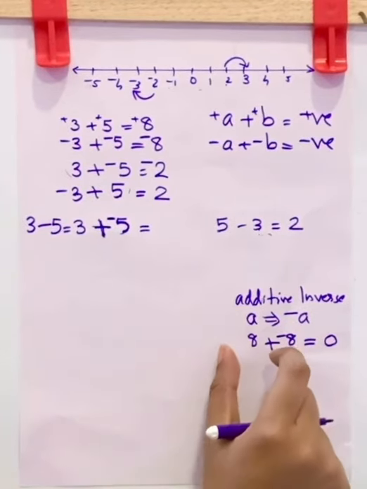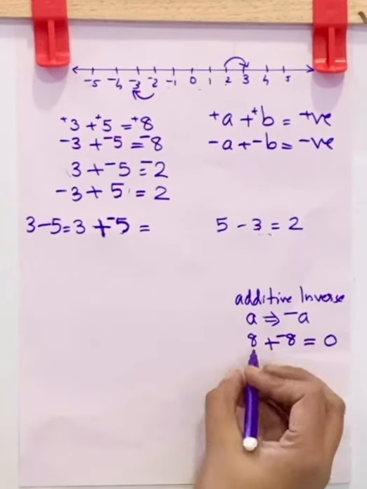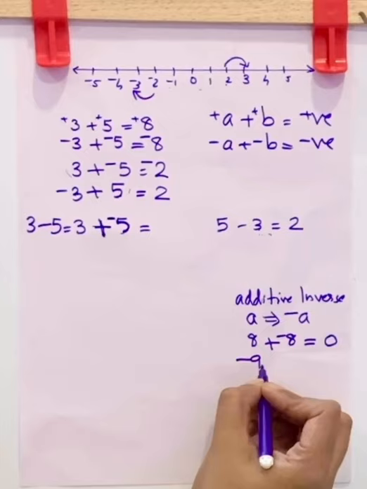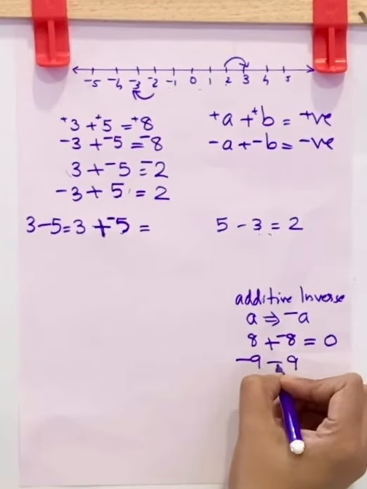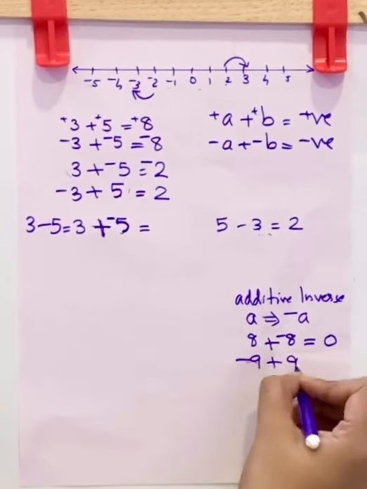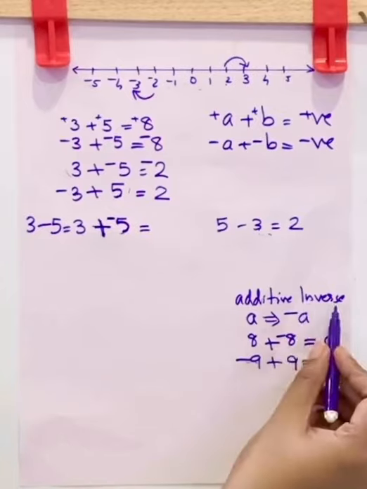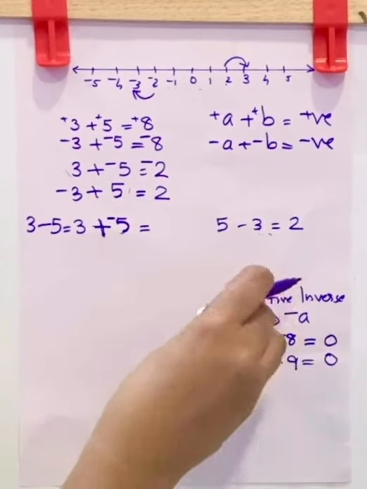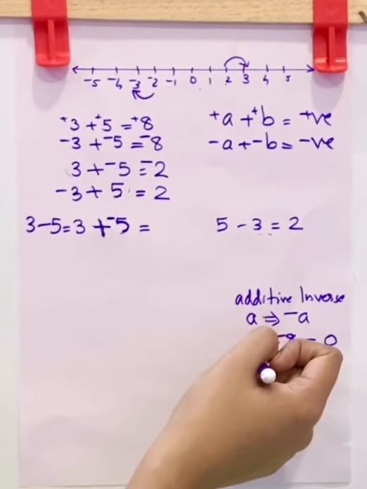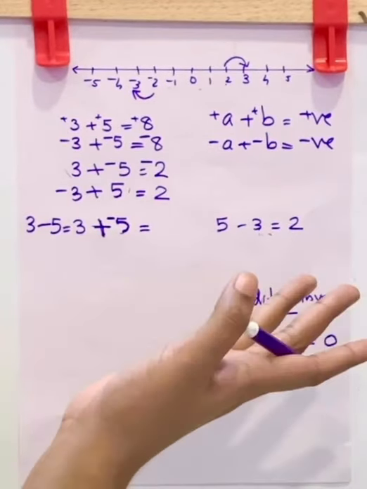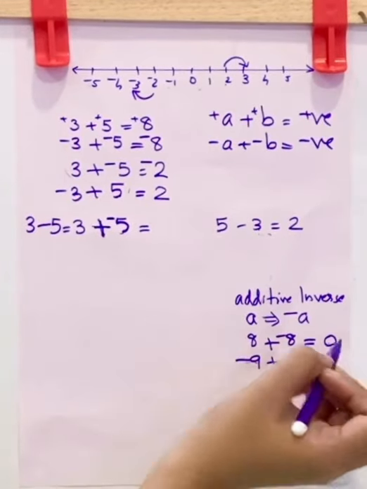Yes, a same number with opposite signs addition, the result is 0. Now, negative 9, its opposite sign, that is positive 9 is the additive inverse. When you add these two numbers, the result is 0. So, additive inverse means the opposite sign of given number. If A is given, negative A. If negative A is given, additive inverse is positive A. Because while you add that, you will get the result 0.